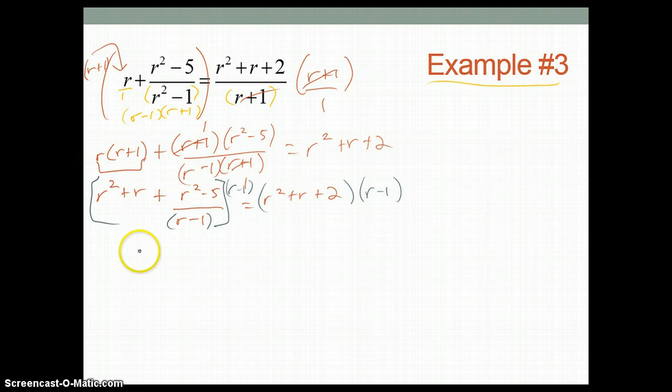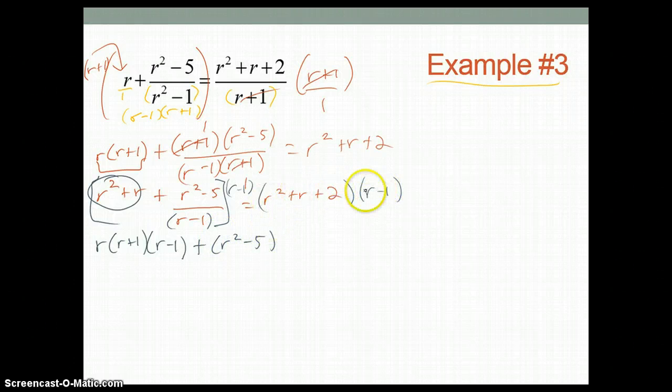By multiplying it by r minus 1, we can effectively get rid of the fraction. So what happens here is I'm actually going to take this portion and rewrite it as r plus 1 times r, and you'll see why in a second. It's multiplied by r minus 1, and then that's plus, and when you multiply these two pieces here, you are left with r squared minus 5.